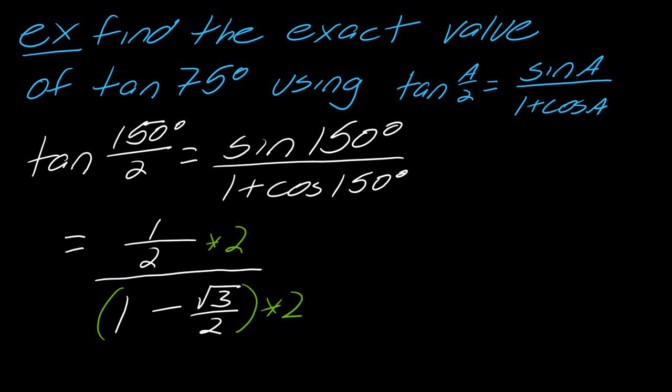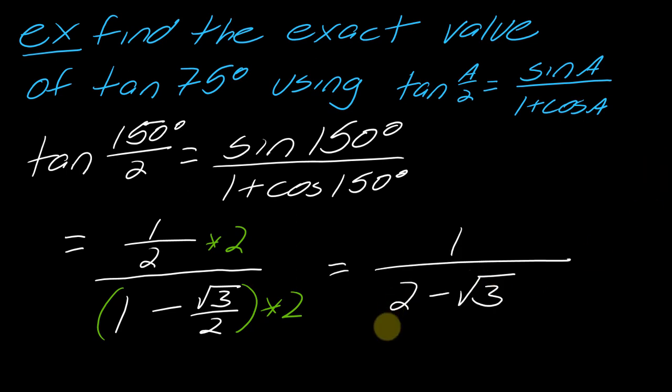So once again, I want to get rid of all my fractions. So I multiply the top and bottom by that denominator. I multiply it by a number that will clear the denominator. So when I do that, I'm left with 1 over 2 minus square root of 3. Okay, are we done? We're actually not.